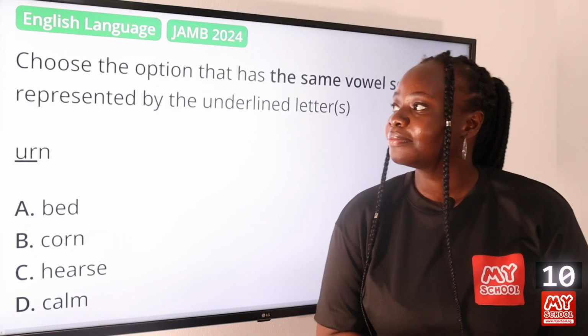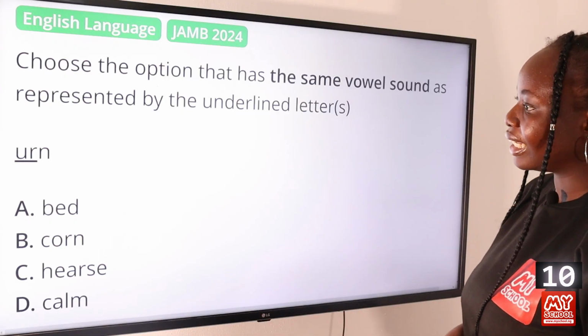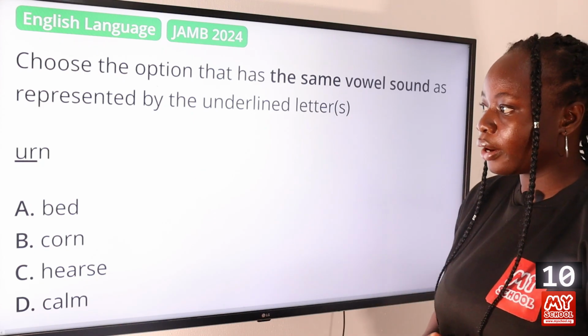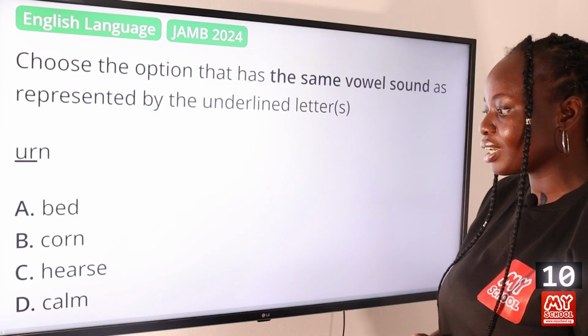Now on to question 10. Choose the option that has the same vowel sound as represented by the underlined letters. So the word is earn, and the underlined letters we have U and R. Option A, bed. Option B, corn. Option C, hairs. And option D, calm. Now let's go to the board to transcribe the words.